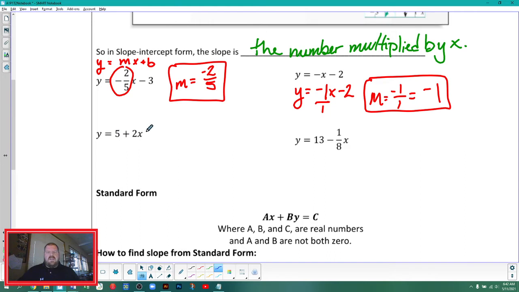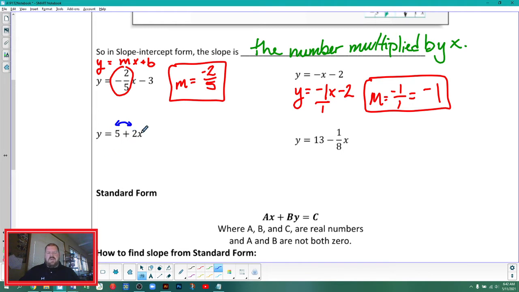In these last two here in this section, it's kind of slope-intercept form in that it's solved for y, but it doesn't have the numbers in the right order. I can rewrite them in the right order by just switching these two in their places.